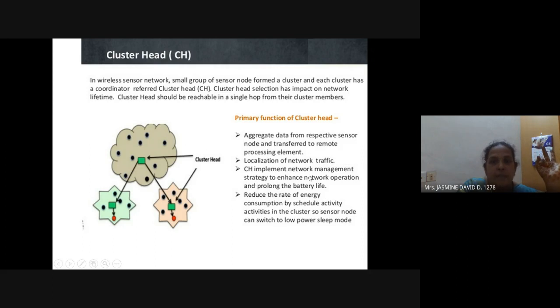So channel implementation and network management, and also it has to check whether the battery life is good. Suppose the energy of this particular cluster head is lower than the energy of any of the nodes, then immediately the cluster head should withdraw from its position, and that node has to become the cluster head. Actually, within the group of cluster, the node which has more energy should act as the cluster head.